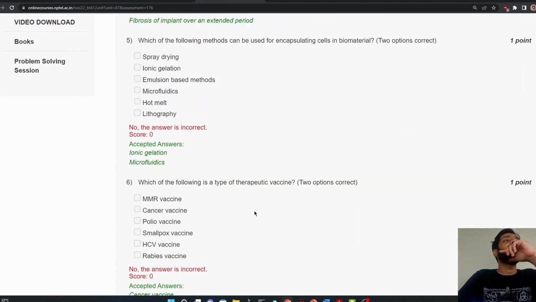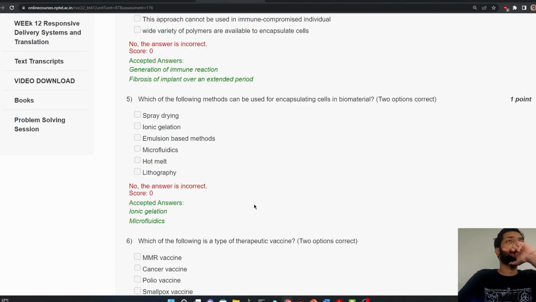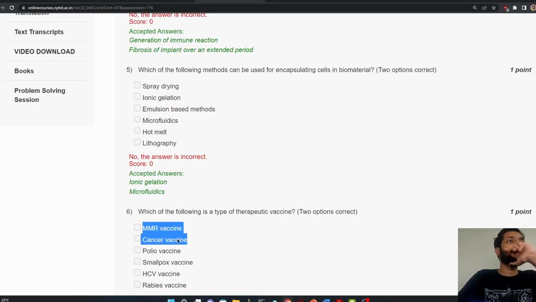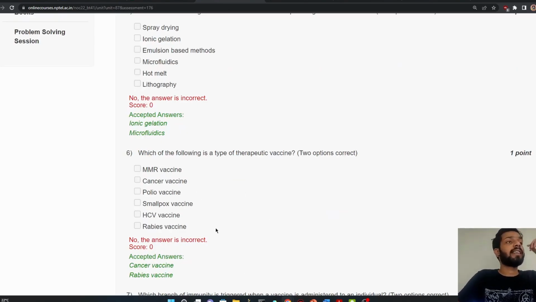Okay. Which of the following is a type of therapeutic vaccine? MMR vaccine, cancer vaccine, polio vaccine, smallpox vaccine, HCV vaccine, rabies vaccine. Two options are correct. So option B and F. Okay. B, C, D, E, F. Okay. Yeah. So cancer vaccine and rabies vaccine are therapeutic vaccines.